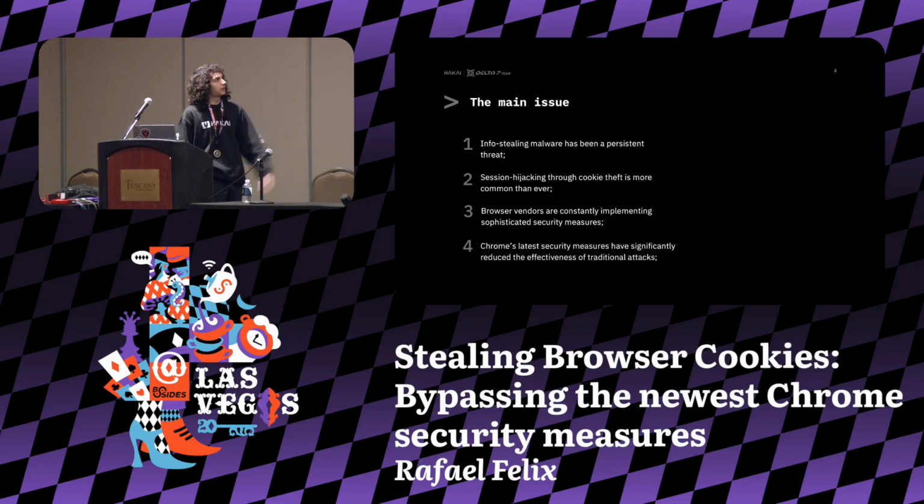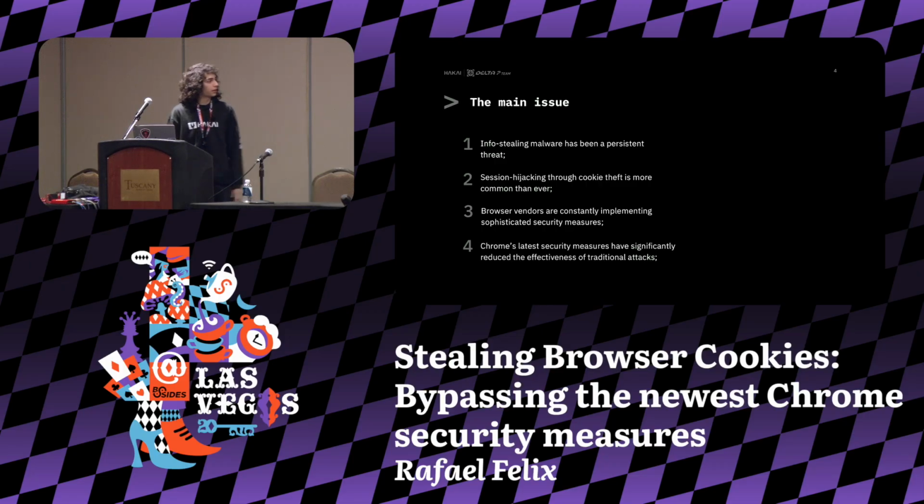So let's get started with the main issue. The first one is that info stealing malware has been a persistent threat. You've probably seen a lot of people getting compromised from those types of malware. Nowadays, it's very, very common to see that happening. Session hijacking through cookie theft is more common than ever. Usually on our operations, we get some cookies from stealers. We have our internal stealer where we can extract sessions and then impersonate with the cookie gathered.